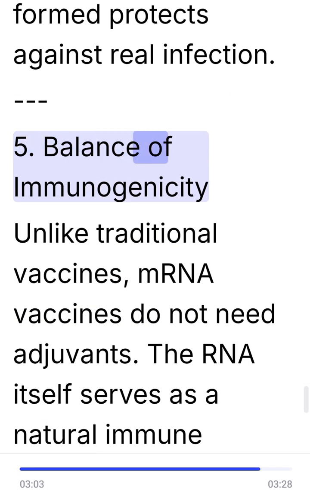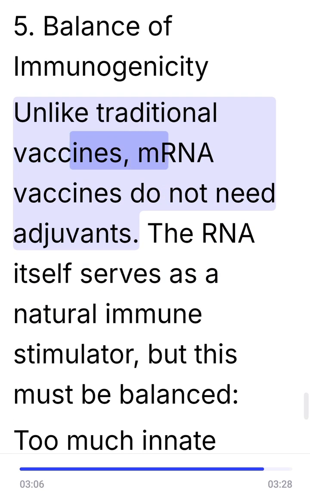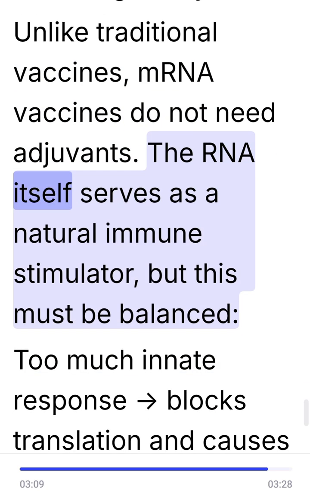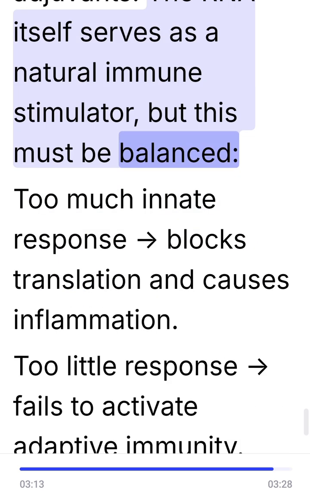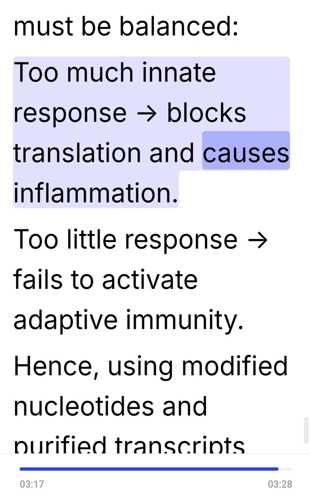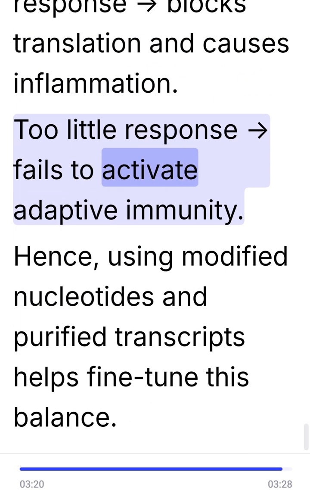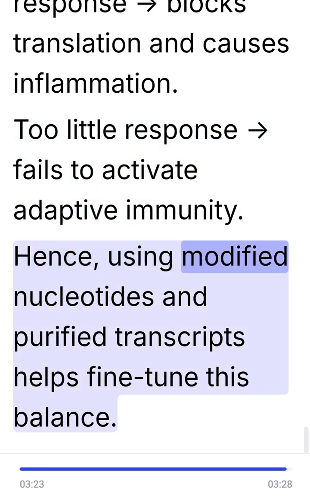5. Balance of immunogenicity. Unlike traditional vaccines, mRNA vaccines do not need adjuvants. The RNA itself serves as a natural immune stimulator, but this must be balanced. Too much innate response blocks translation and causes inflammation. Too little response fails to activate adaptive immunity. Hence, using modified nucleotides and purified transcripts helps fine-tune this balance.